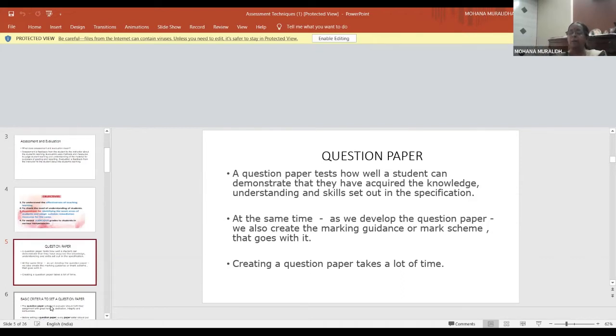So after setting the paper, you should not think that is it. You must also simultaneously prepare a marking scheme. Do you know why? Can anyone tell me why we are creating a marking scheme? Of course, it takes a lot of time. Can you just tell me why we are insisted to prepare a marking scheme?